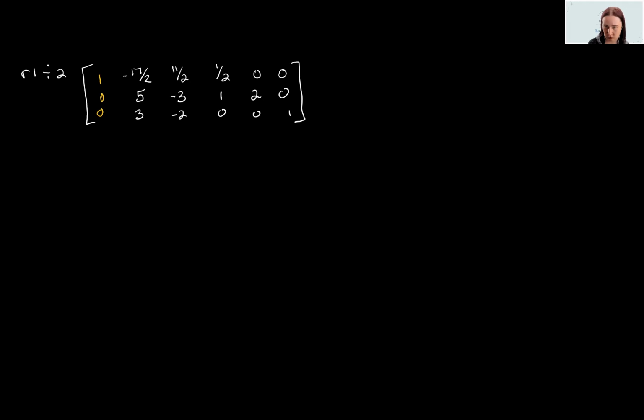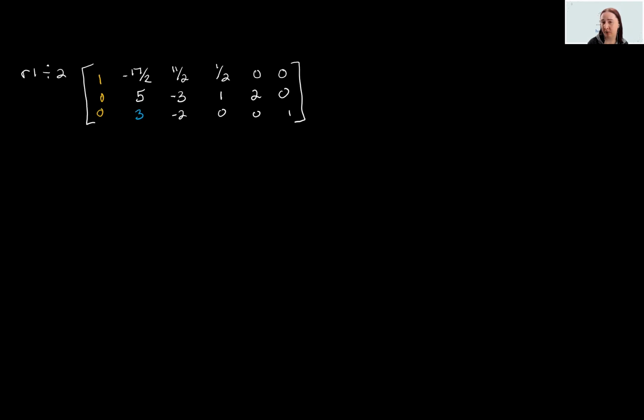My next goal is I want to get this 3 to be 0. To do that, I don't really want to deal with the first row because then I'm going to get a 1 in there. I have to do it with the second row.